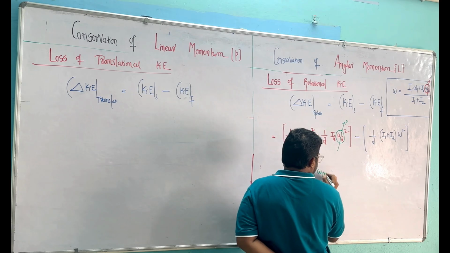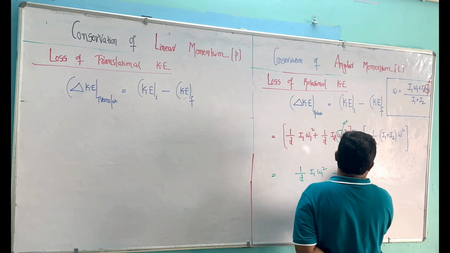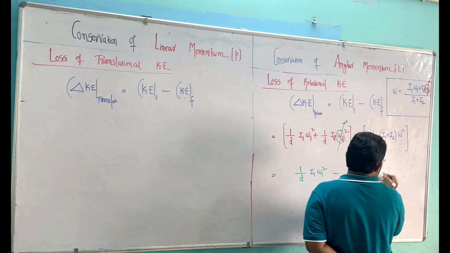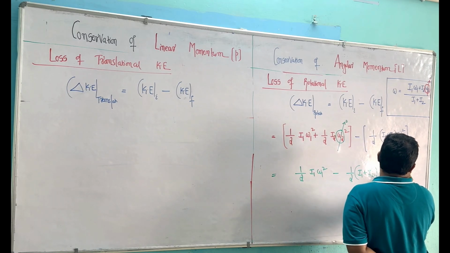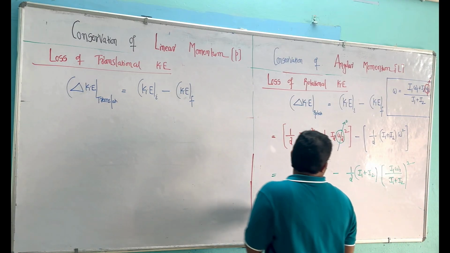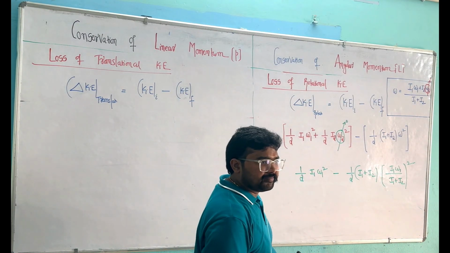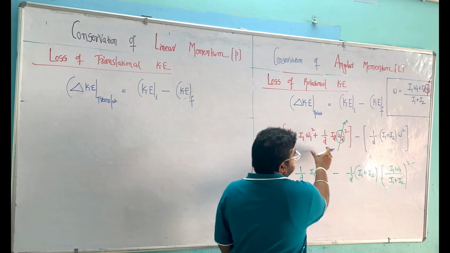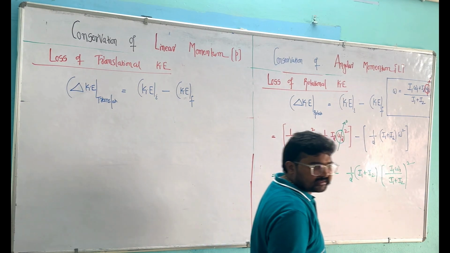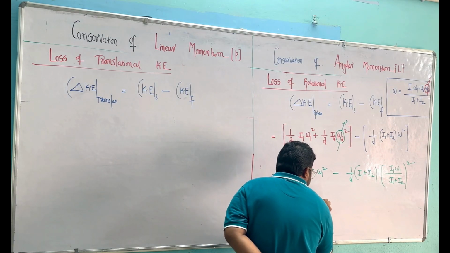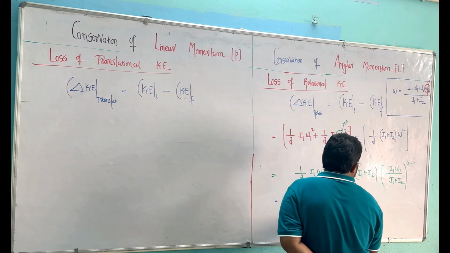Half I1 omega 1 square minus half into I1 plus I2 into I1 square, I1 omega 1 by I1 plus I2 whole square. Clear? అర్థమవుతుందా? అర్థం కాలే? This part is clear. అర్థమవుతుందా?